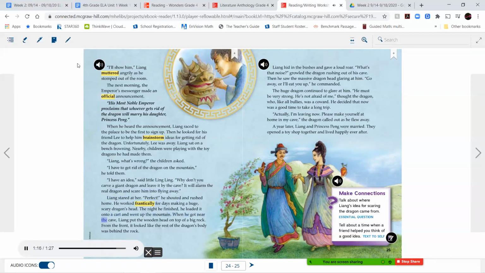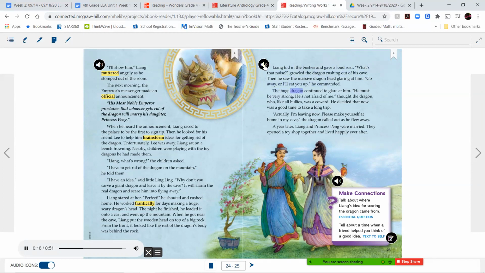When he got near the cave, Liang put the wooden head on top of a big rock. From the front, it looked like the rest of the dragon's body was behind the rock. Liang hid in the bushes and gave a loud roar. "What's that noise?" growled the dragon, rushing out of his cave. Then he saw the massive dragon head glaring at him. "Go away or I'll eat you up," he commanded.